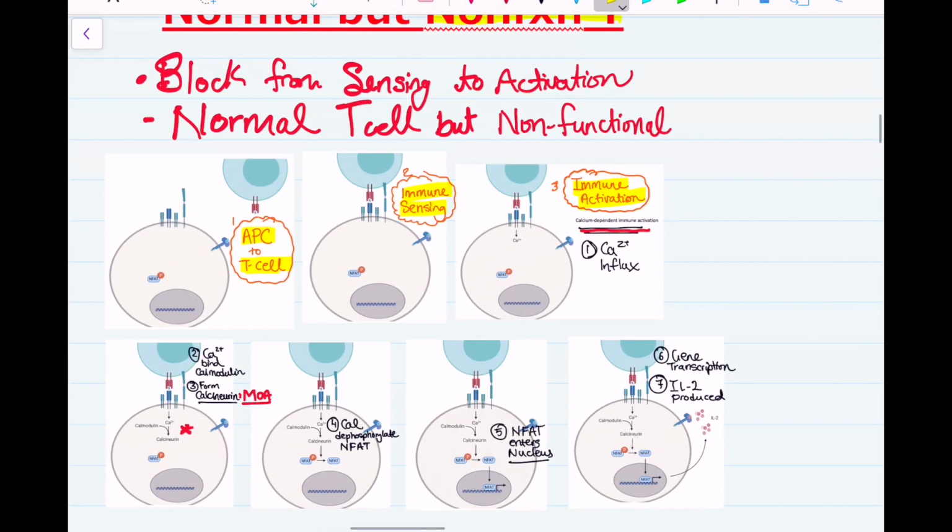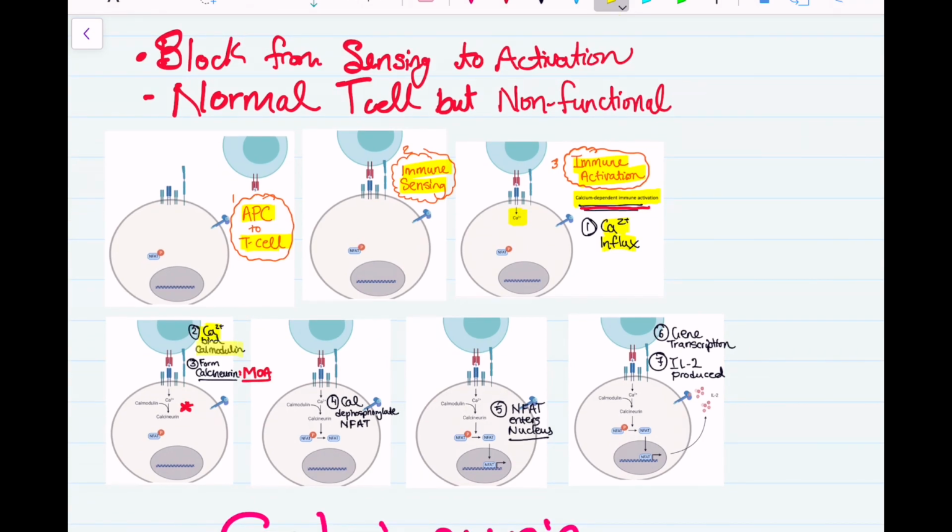This is important: this is a calcium-dependent immune activation. So we get the calcium influx that comes in first. The calcium will bind to calmodulin, and that forms calcineurin. And this will be our mechanism of action. This is a target that we will talk about in inhibition of T cell activation. Calcineurin binds in, it dephosphorylates an NFAT compound. The NFAT can then go into the nucleus to transcribe genes like IL-2, and then you get the response. So NFAT goes into the nucleus, you get some gene transcription, and now we make the IL-2 cytokines.